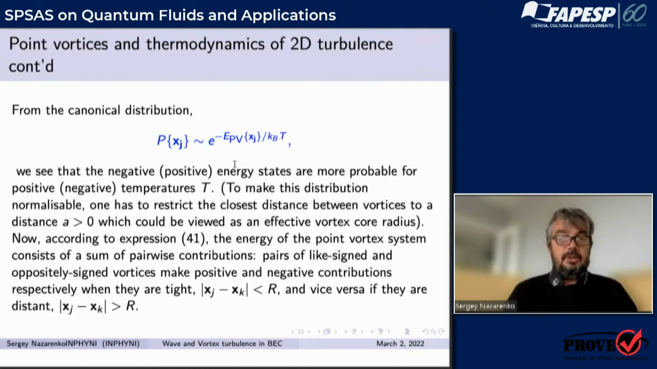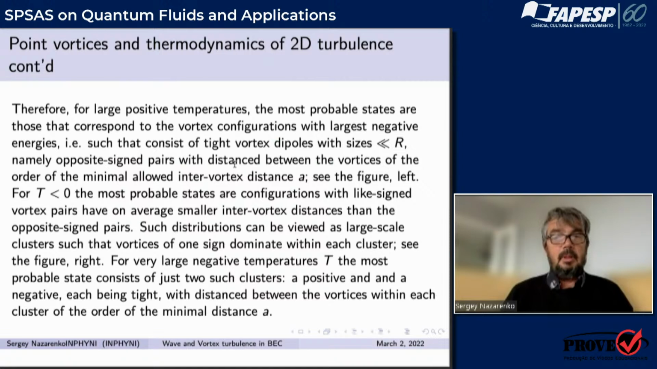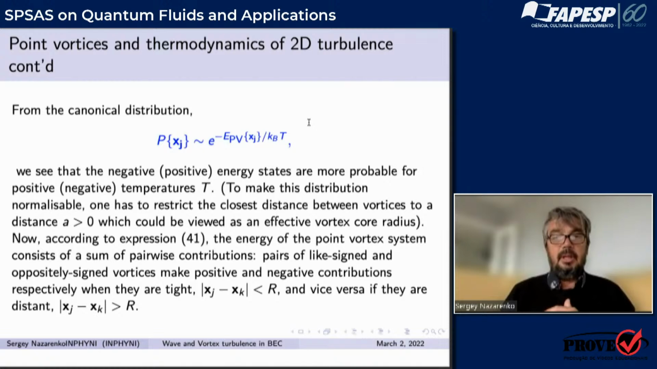And so what follows from that is, if you have large positive temperatures, the most probable states are those that correspond to vortex configurations with the largest negative energies. So you see in this exponent, right? Who is going to give us the biggest number here, the probability? If T is positive, the largest negative energy will give you the largest value of the exponential, and therefore the probability, right?